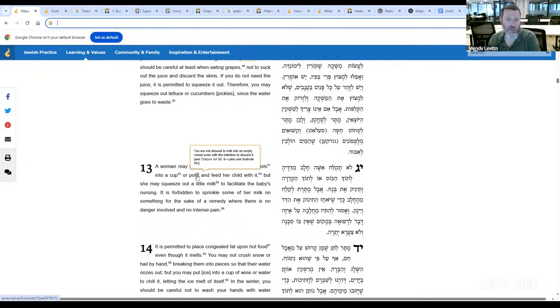Footnote 53: You're not allowed to milk into an empty vessel, even with intention to discard it. See the Chazon Ish. This is actually another problem. The problem is if the woman feels gorged, then she needs to release the milk. So you would think that maybe that's permitted, since you're not intending to feed the child. According to the Chazon Ish, that's also prohibited.